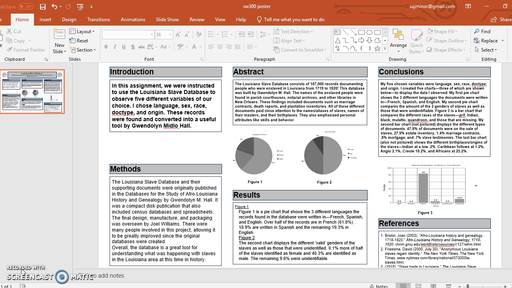The final design, manufacturing, and packaging was overseen by Dr. Joel Williams. There were many people involved in this project, allowing it to be greatly improved since the original databases were created.